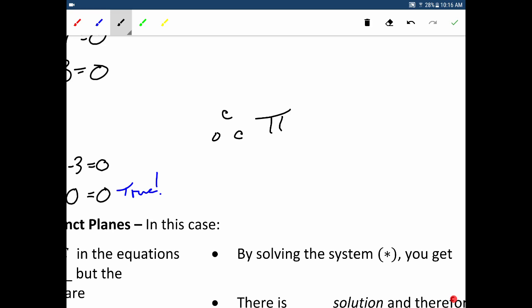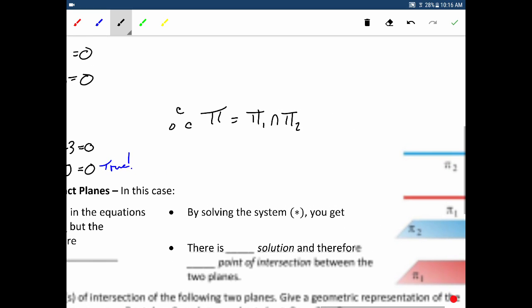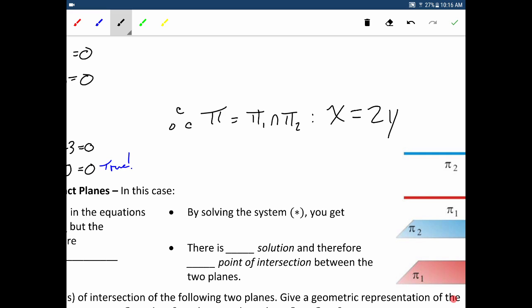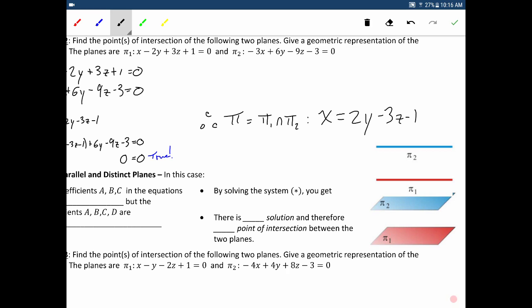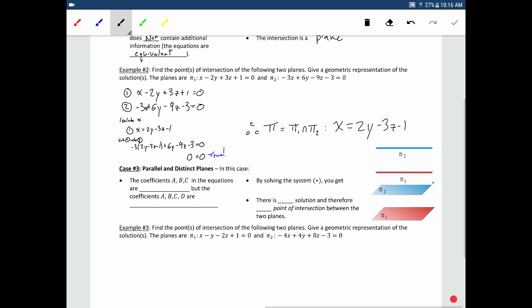pi is equal to the intersection of plane 1 and plane 2, which is just x equals 2y minus 3z minus 1. And you could actually use any of these versions because they're all the same, and it would all be true. I could have written out this or this, whatever, it doesn't matter. But generally you're going to write this one here where you isolated a variable.